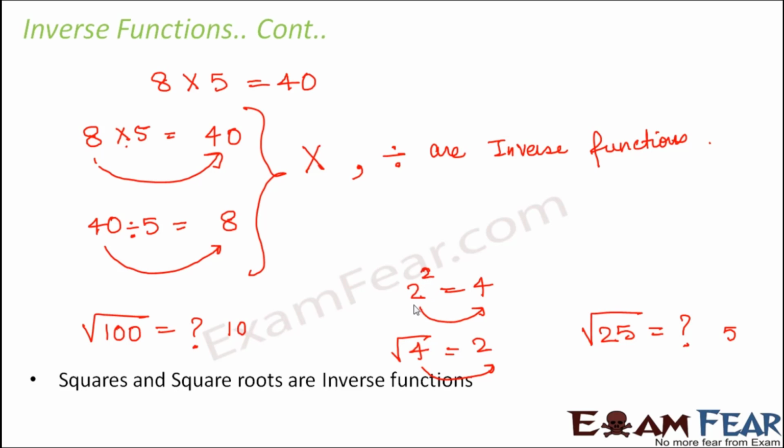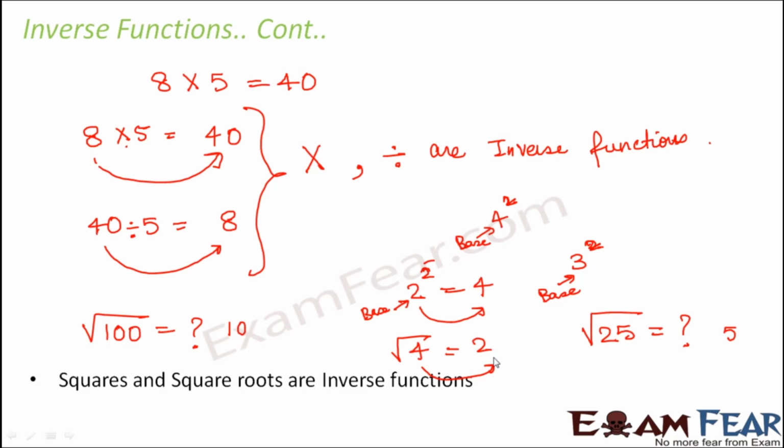Like here in this case, 2 to the power 2 is 2 square. Here the 2 at the bottom is called the base. For example, if you say 3 square, here 3 is the base. If you say 4 square, 4 is the base. Whenever you write a square, the number at the bottom is the base, and this 2 is nothing but the power.